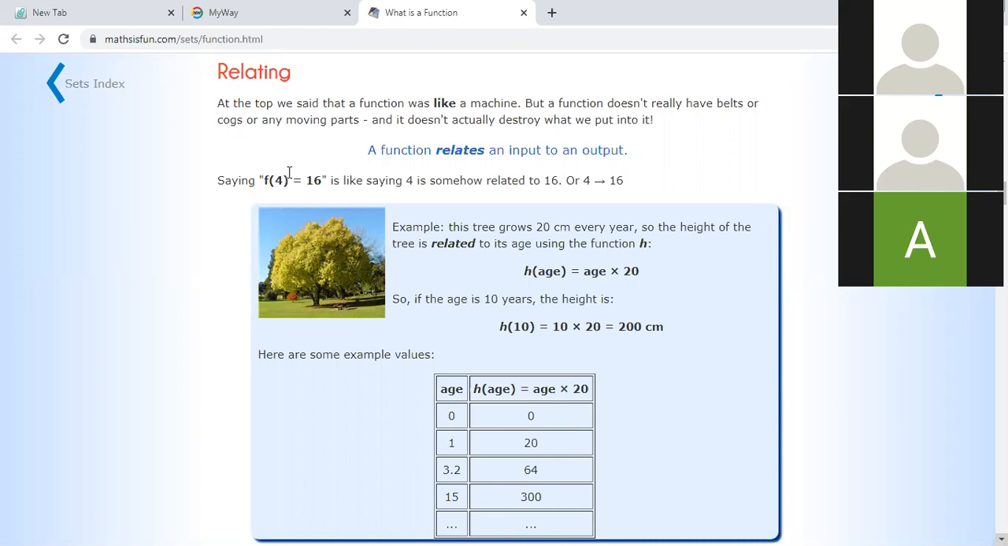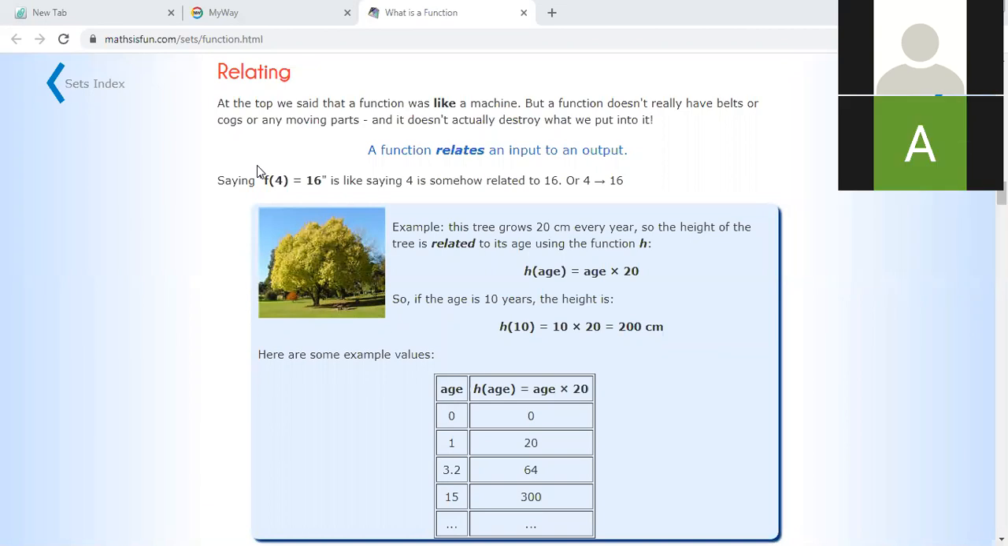Just like you can see that at the top we said that function was like a machine, okay, but our function doesn't really have a belt or cogs or any moving part. We don't see the machine. हमने इसके ये तो नहीं देखा ना कि when we talk about function, but in reality कि हमने कोई belt देखा हो, we don't see the cogs and moving parts, and it doesn't mean actually destroy what we put into it. So here function relates an input to an output.